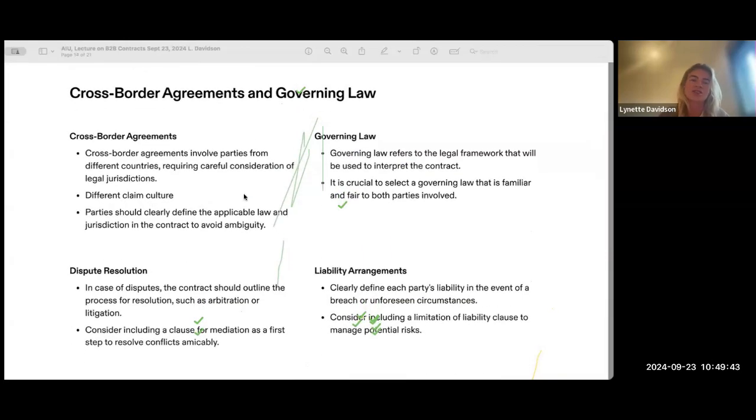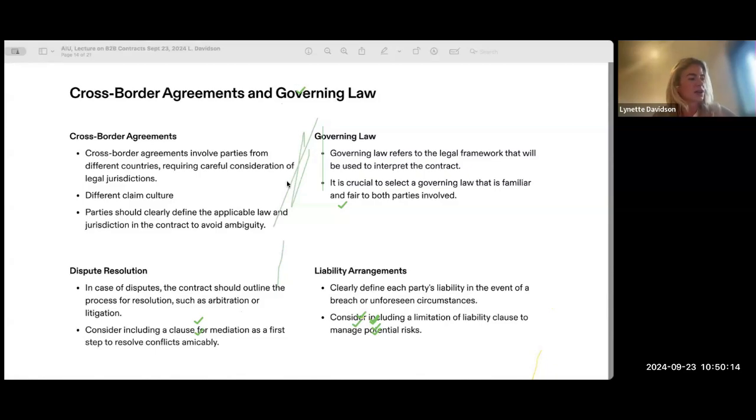And now what we just discussed, what do we do in case of a cross-border agreement and governing law? So if you think of cross-border agreements, this can involve different parties, right, from different countries. Then we should think of the legal jurisdiction, the governing law, the competent courts. There are different claim cultures. As you might be aware, the states have a very different claim culture than those we have in the Netherlands. And the parties should clearly define the applicable law and the jurisdiction in order to avoid ambiguity.